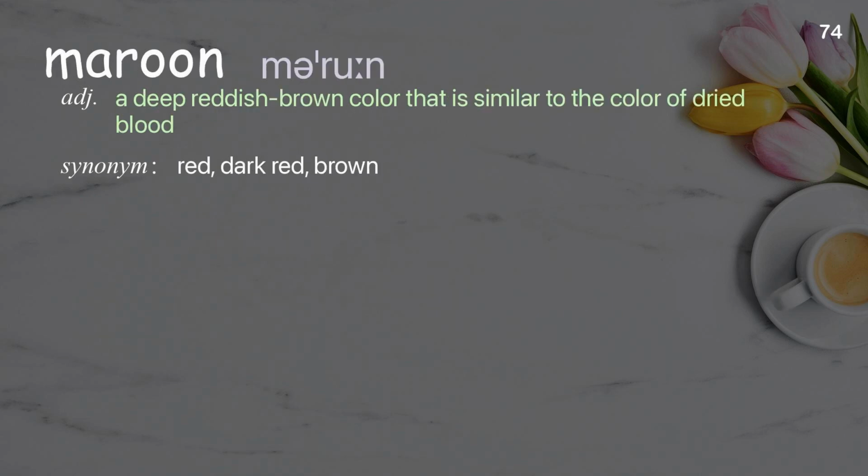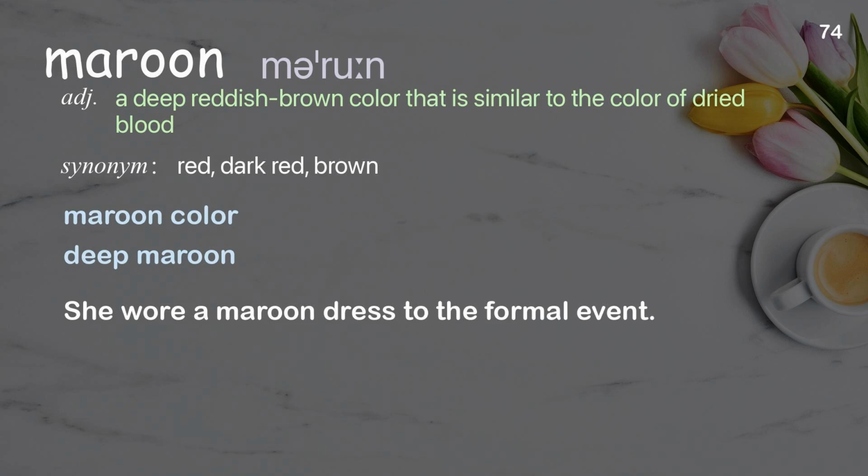Maroon. A deep reddish-brown color that is similar to the color of dried blood. Examples: maroon color. Deep maroon. She wore a maroon dress to the formal event.